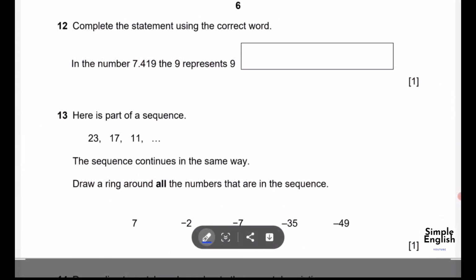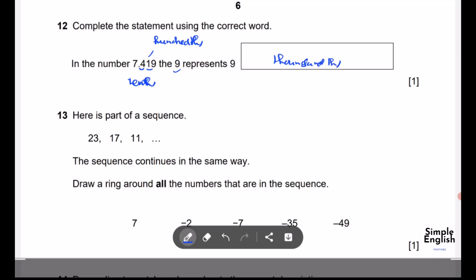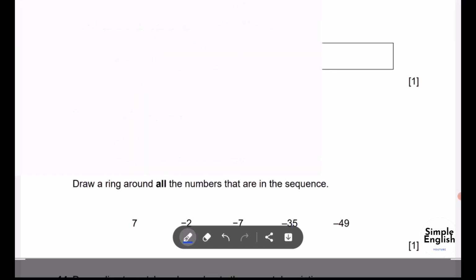12. Complete the statement using the correct word. In the number, the 4 here means tens. So it means tens, right? 1 here means hundredths. And 9 here, of course, means thousandths. It means 1,000. Sorry, I rewrite it.